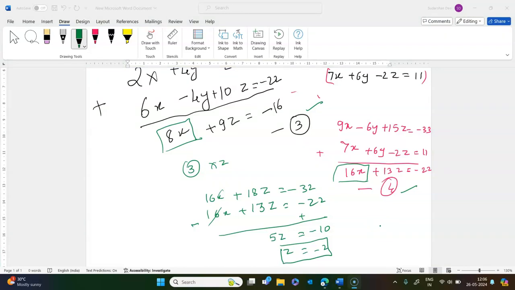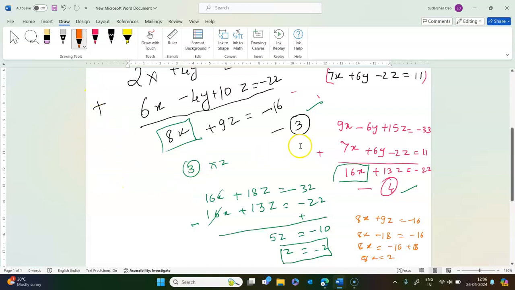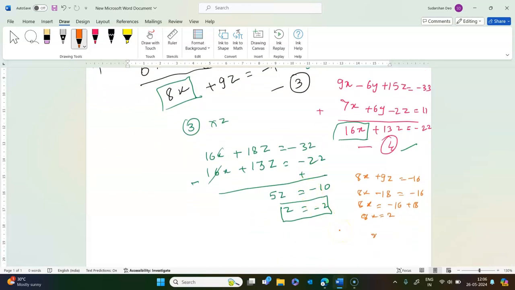Now we can plug these values into any of these equations, whichever is easy. Suppose we begin here with 8x plus 9z is equal to negative 16. So 8x plus 9 into negative 2, that will be negative 18, is equal to negative 16. 8x is equal to negative 16 plus 18. So I am getting 8x is equal to 2. We'll be getting x is equal to 2 upon 8. So x becomes 1 by 4.